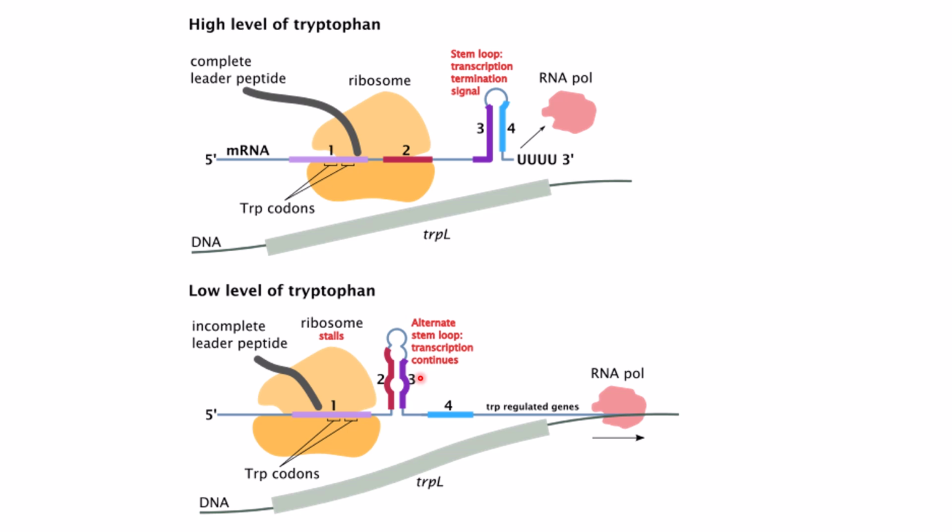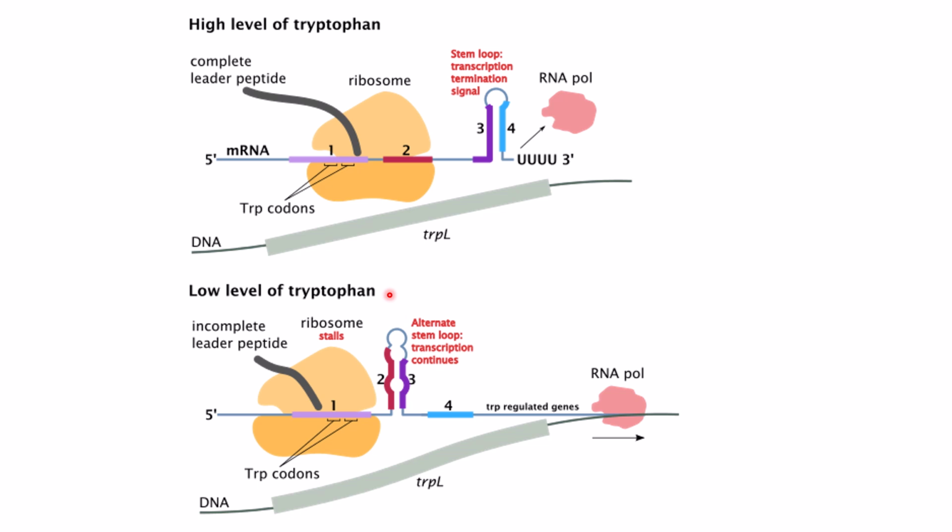So because of this formation of this anti-termination hairpin loop, 3 and 4 cannot pair with each other, and this will allow RNA polymerase to bind, and TRP structural genes are transcribed, translated. That is what is happening in low level of tryptophan.